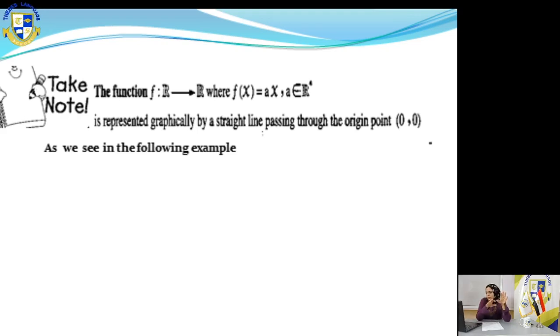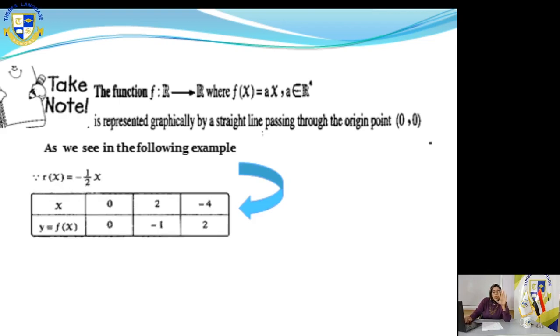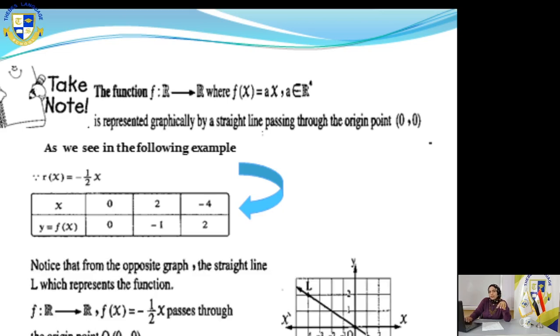Let's try. We have here the points (0, 0), (2, negative 1), and (negative 4, 2). To be sure, write any polynomial, for example, f of x equals 3x. You will find that any function in the form ax, a number multiplied by x, will be a straight line passing through the origin point. Let's move to slide number 5.